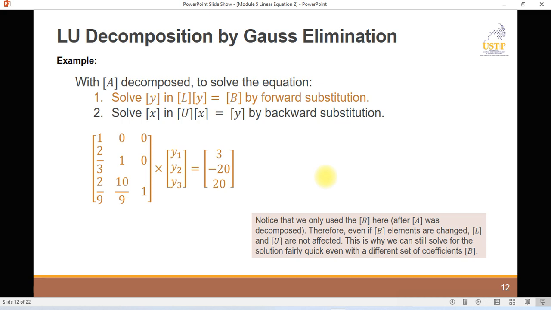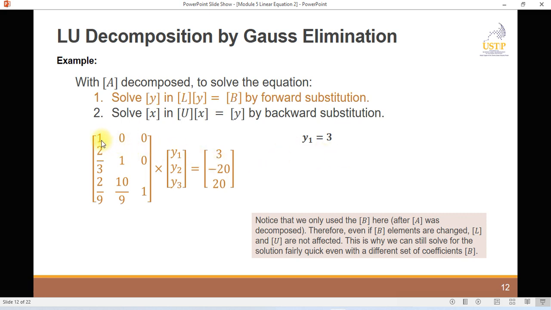Our main goal is to solve for the values of the unknowns, which is x. As we have discussed earlier, we will first solve for y using forward substitution, and then after we solve for y, we will solve for x using backward substitution in this matrix equation. Using forward substitution, Ly equals b, we have this equation. Then you will just do forward substitution.